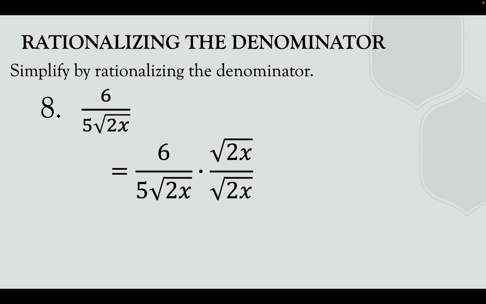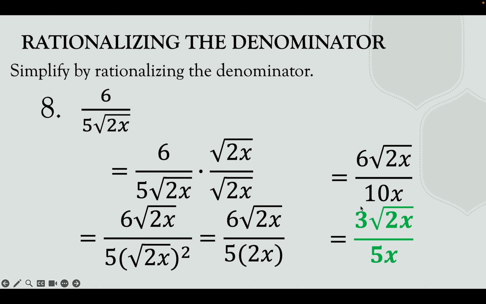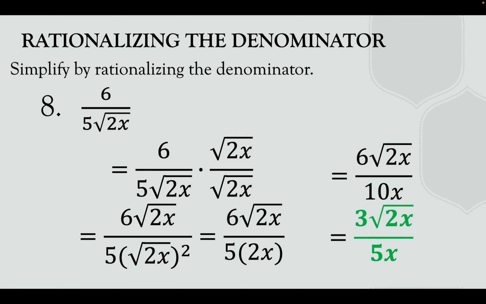Direct multiplication, we have 6 times square root of 2x, we have 6 square root of 2x, and we have denominator 5 square root of 2x squared. Since we can eliminate the square root and the exponent here, we have 6 square root of 2x over 5 times 2x. So 5 times 2, we have 10x. So we have now 6 square root of 2x over 10x. Simplify this one. We can reduce this one. Their common factor is 2. So we have 3 square root of 2x over 5x.